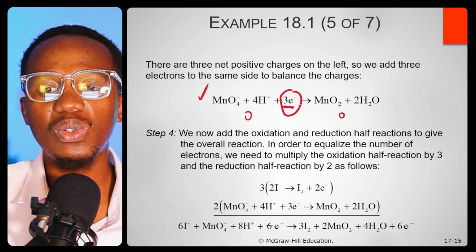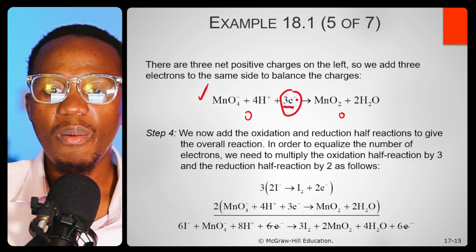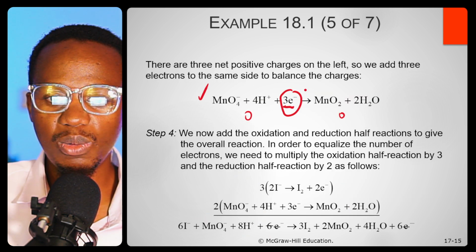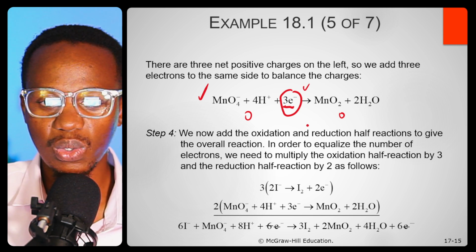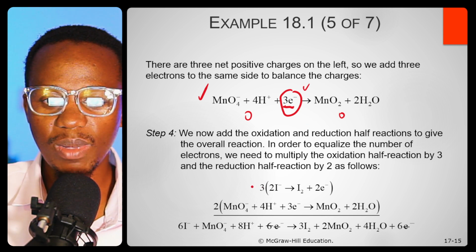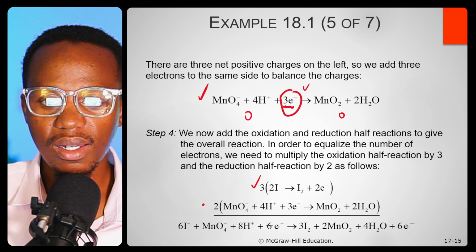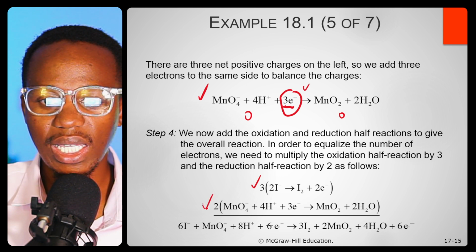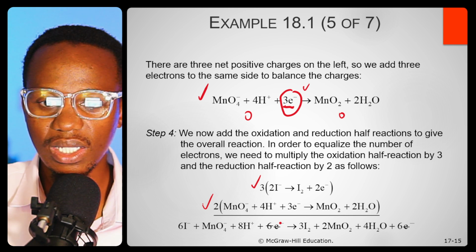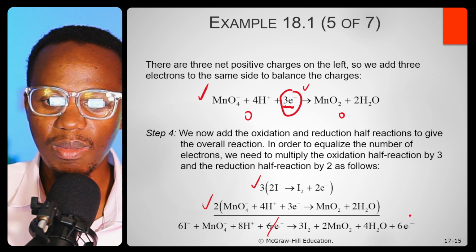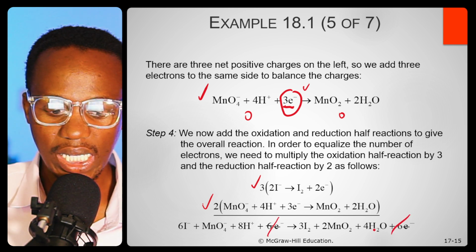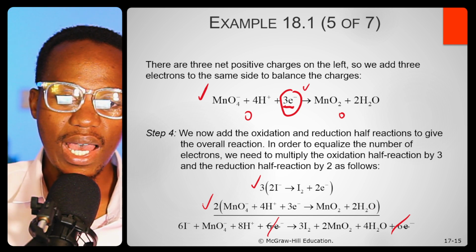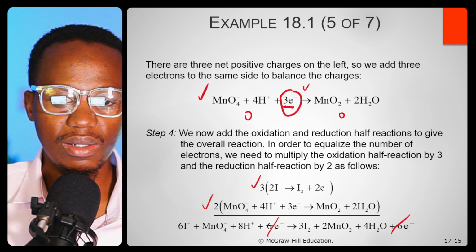The easiest way to do this, with 2 electrons here and 3 electrons here, is to multiply by 3 here and multiply by 2 here, so that we have 6 electrons on either one. So you multiply one side by 3 and the other side by 2, so that in the end we end up with 6 electrons. Then we can cancel them out and get a final equation. All right, so that is balancing.